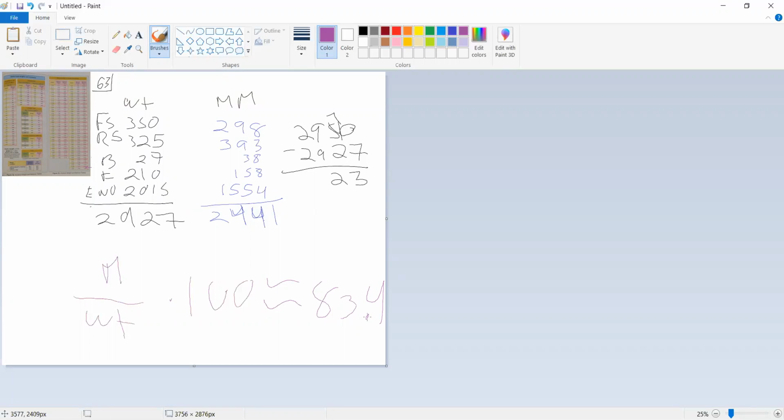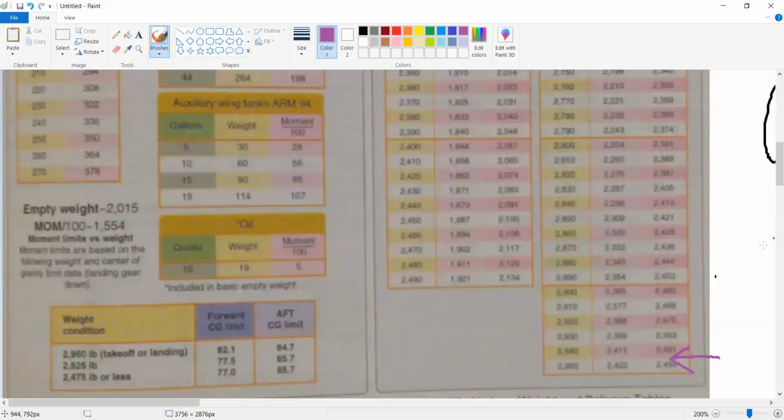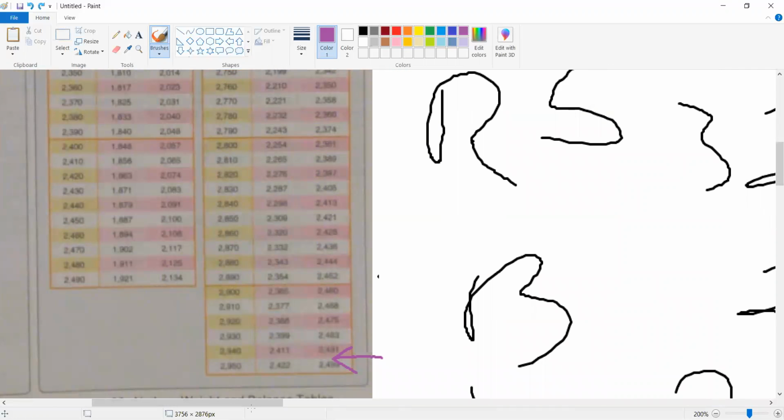So our 2,441 was within limits. If you look at it, we have a little mistake over here. What we're looking at is this number, 2,930. There we go, because that's the closest number to us. And we're at 2,441, which falls in between more or less. So that means we're good to go within the momentum. So it's within limits. And then after doing the math, we got 83.4 more or less. So the answer is B.